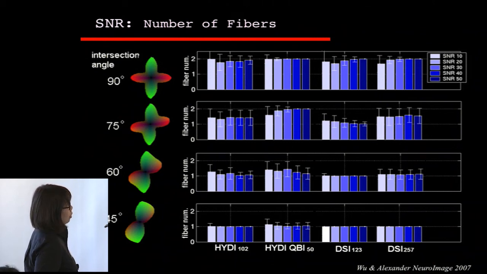So at a larger crossing intersection angle, most of the methods do pretty well. They can predict 2. But the smaller signal-to-noise ratio has a higher standard deviation. At a smaller intersection angle, none of them do well. They only predict 1 fiber rather than 2. But at the intermediate intersection angle, some methods could predict 2 fibers well, and also larger noise will tend to underestimate the number of fibers with higher standard deviation.